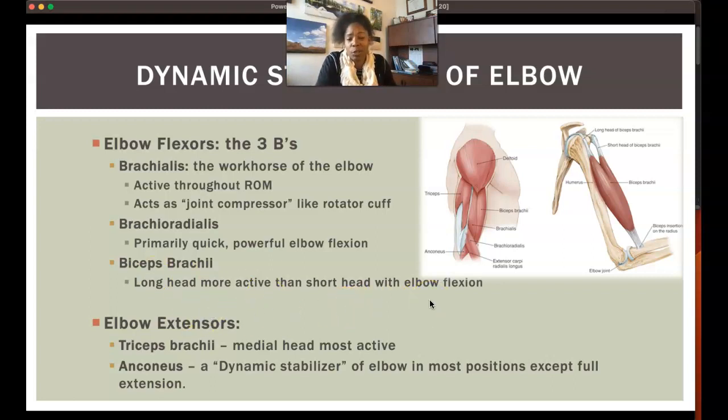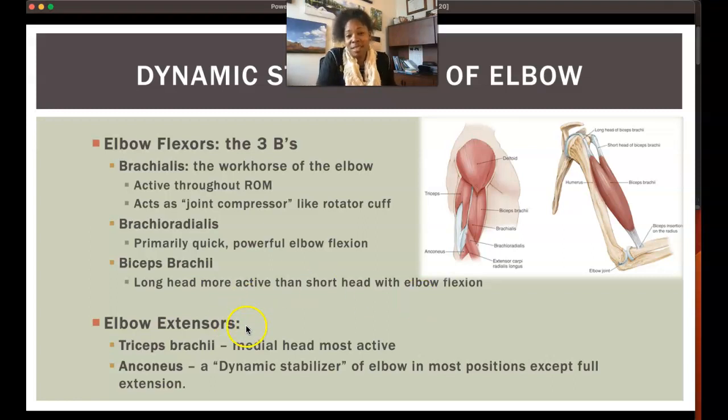So we have 3 kind of major contributors to elbow flexion. The brachialis, which probably is the least mentioned muscle of the 3. The brachioradialis, which is a 2-joint muscle. It crosses both the humerus and attaches to the radius. And then we have the biceps brachii. All 3 of these muscles should be assessed if you have limitations maybe in elbow flexion.